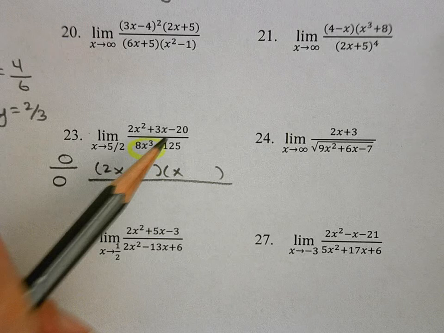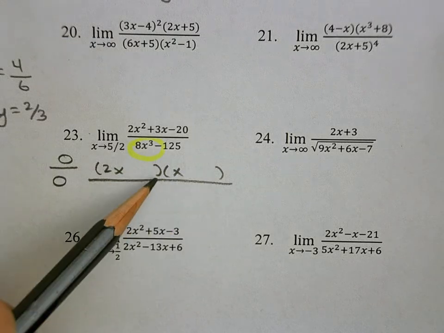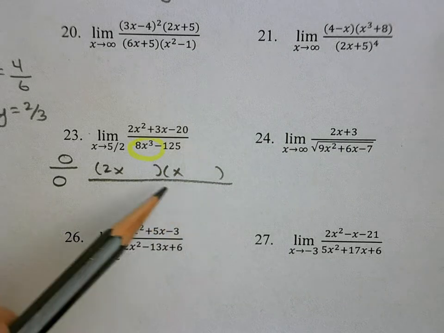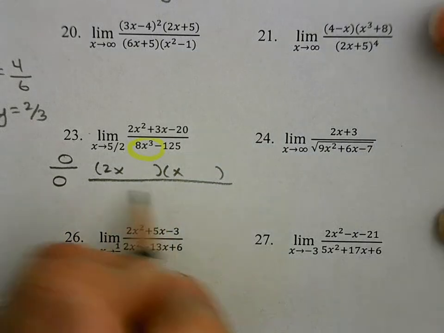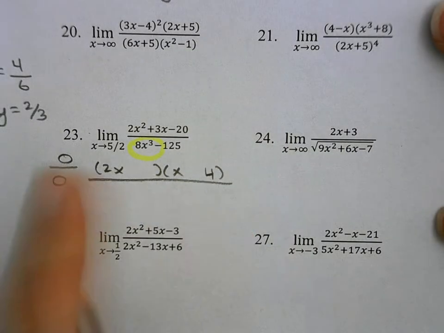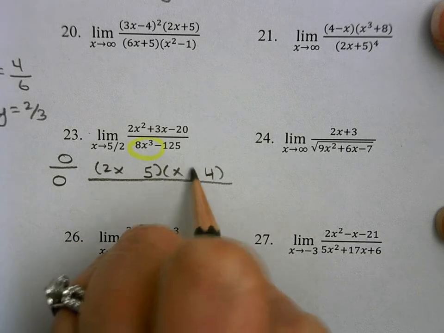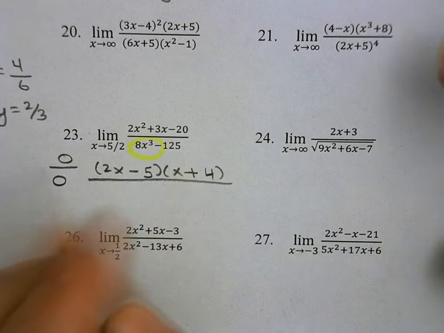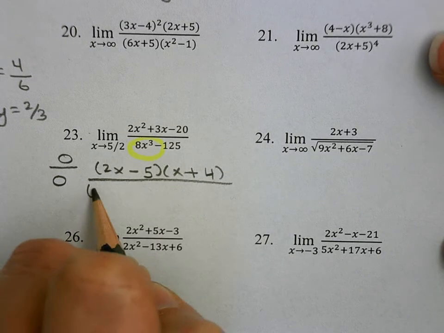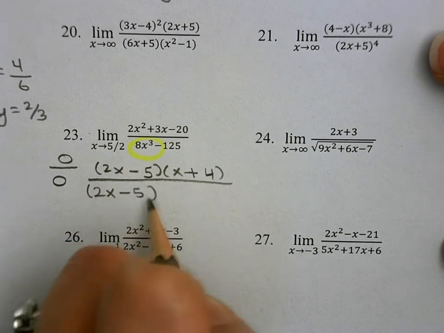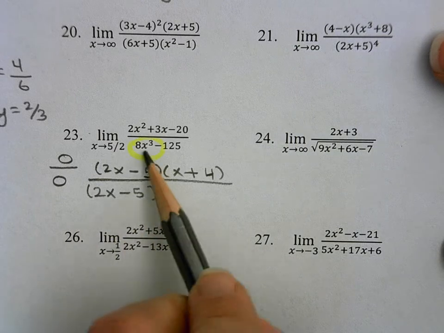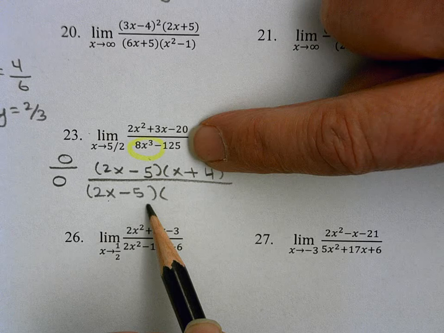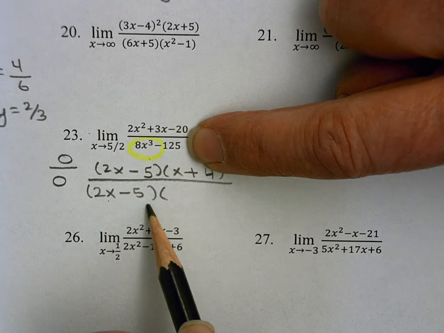So for 20, I can use 1 and 20, 2 and 10, and 4 and 5. So I think it's going to be 4 and 5, because that will give me 8x and 5x. And I want the 4 to be positive, so that will give me 8 minus 5, which is 3x. And then this is cubic factoring, so that will be 2x minus 5. And that's because 2x times itself 3 times will give me 8x cubed, and then negative 5 times itself 3 times will give me negative 125.